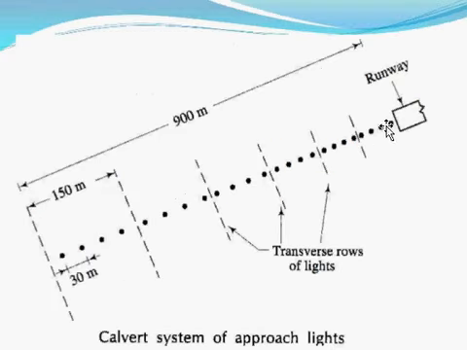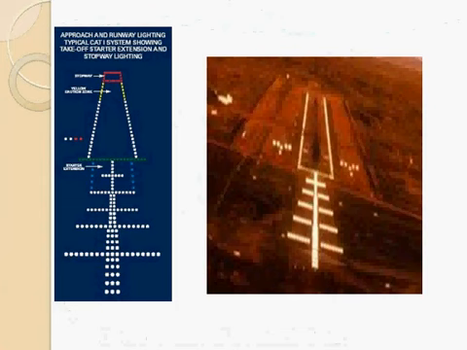So this will be the schematic diagram. This will be the runway threshold or starting. Then you will have lights placed at 30-meter intervals like this, and you will have 1, 2, 3, 4, 5, 6 transverse bars along this total 900 meters, each placed at a gap of 150 meters. So the lights will be like this, and at 150-meter gaps we will be providing transverse rows of lighting. So it is the Calvert system, and its appearance will be almost like this.